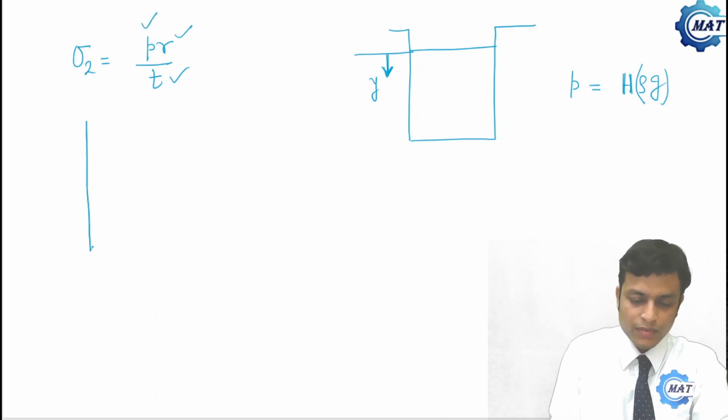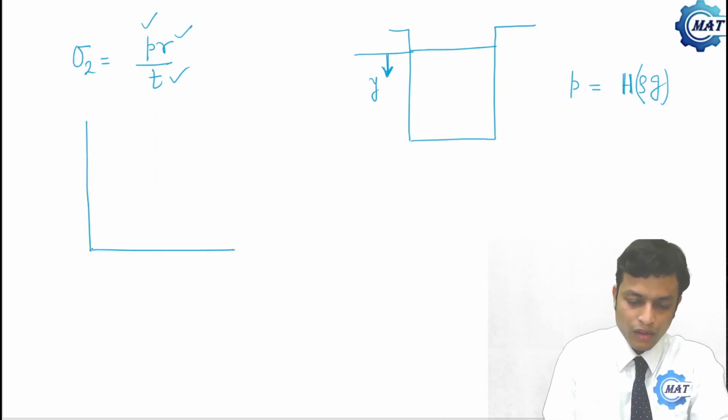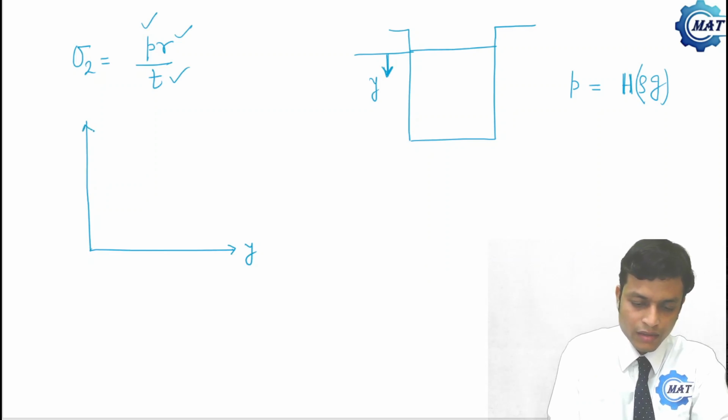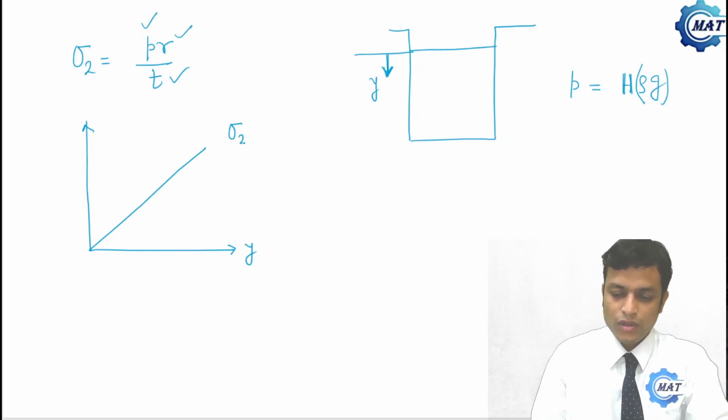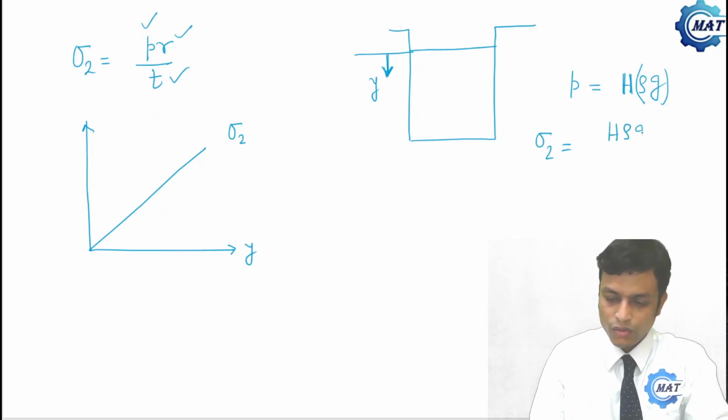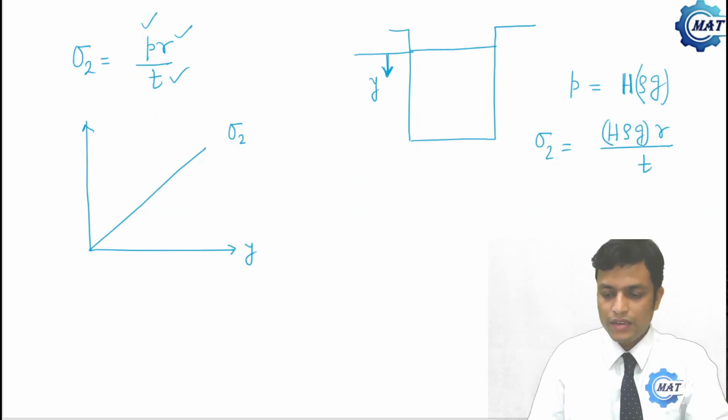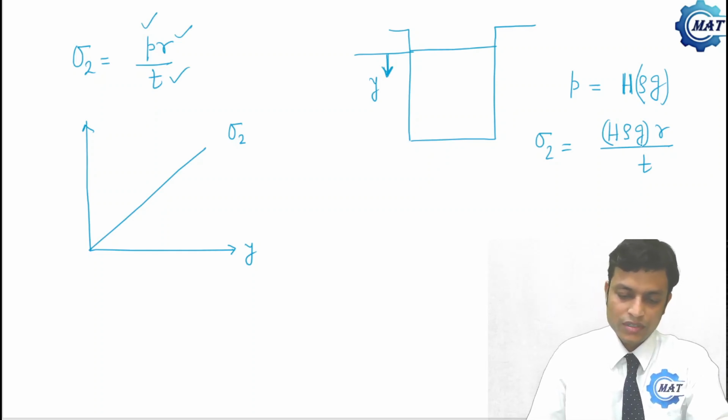So how will the variation of sigma 2 look? If this is y, this will be the value of sigma 2. And the expression of sigma 2 is h rho g r by t. So this is the expression of sigma 2.